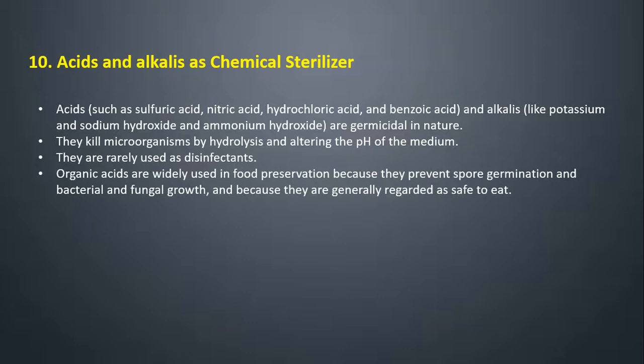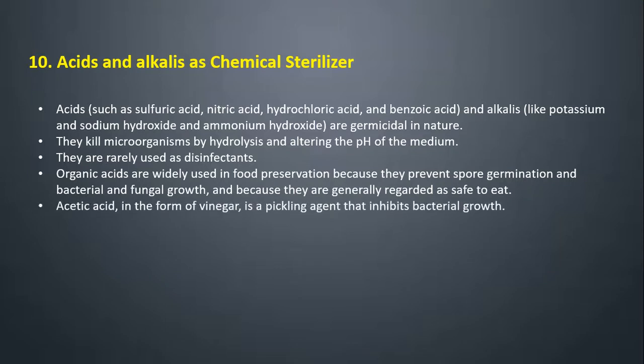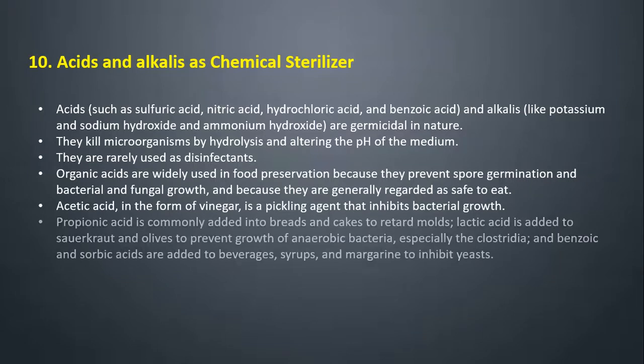Organic acids are widely used in food preservation because they prevent spore germination and bacterial and fungal growth, and because they are generally regarded as safe to eat. Acetic acid, in the form of vinegar, is a pickling agent that inhibits bacterial growth. Propionic acid is commonly added into breads and cakes to retard molds. Lactic acid is added to sauerkraut and olives to prevent growth of anaerobic bacteria, especially the Clostridia, and benzoic and sorbic acids are added to beverages, syrups, and margarine to inhibit yeasts.